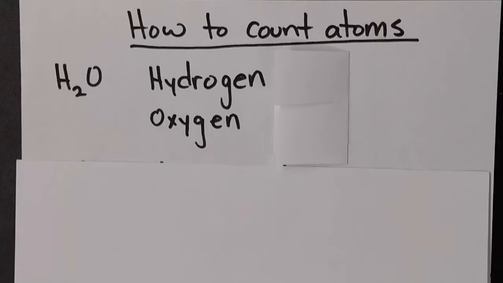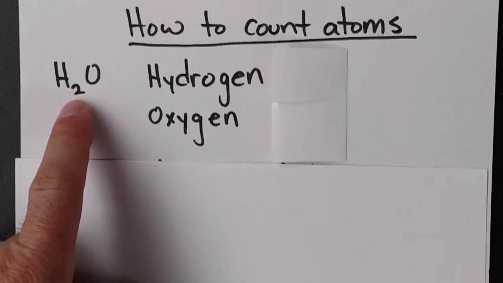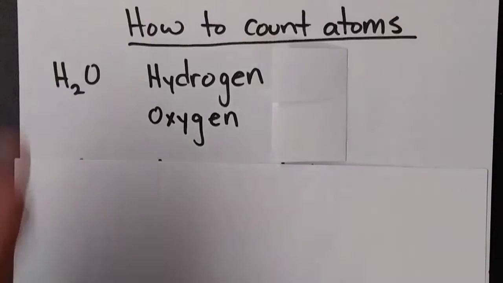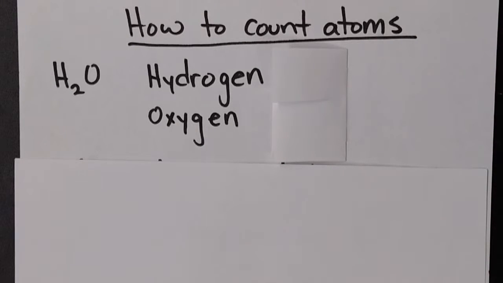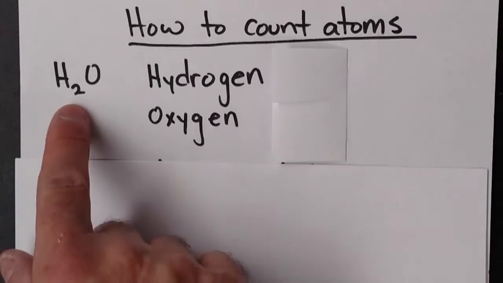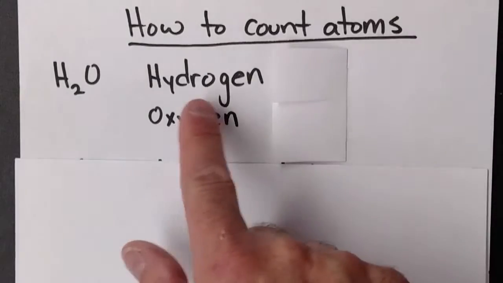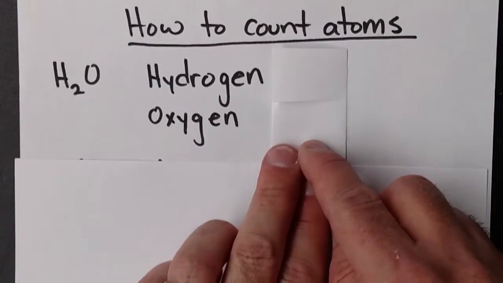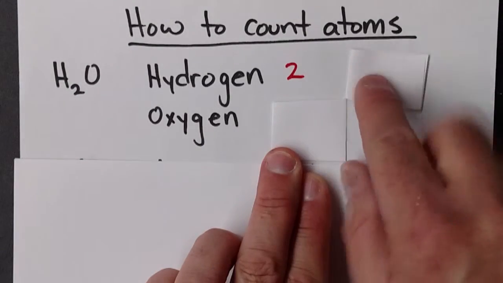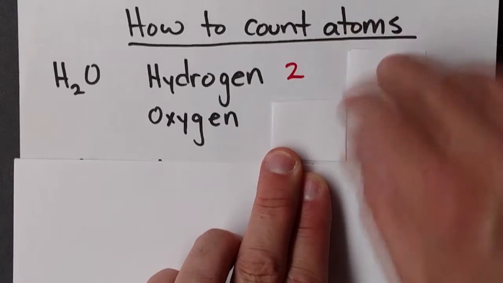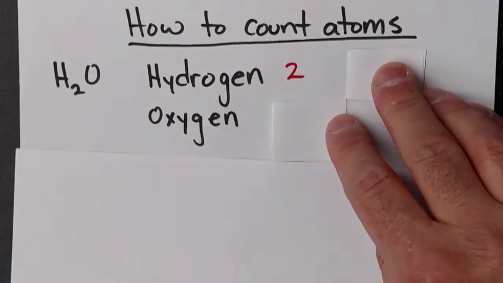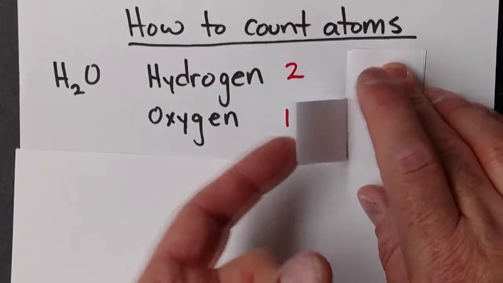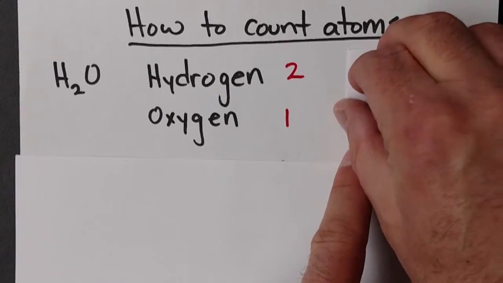So if we start off by looking at our first example of a water molecule, let's see if we can find out how many of each of these atoms there are in one molecule of water. So we'll start off with hydrogen. How many hydrogens do you think are in this one water molecule here? If you said 2, you would have been correct. What about for oxygen? So we look over here. If you said 1, you would be correct.